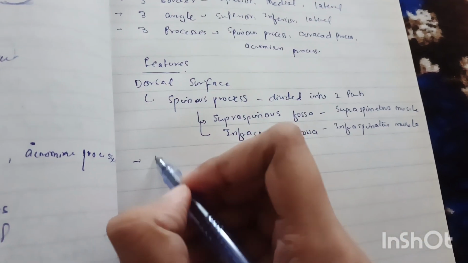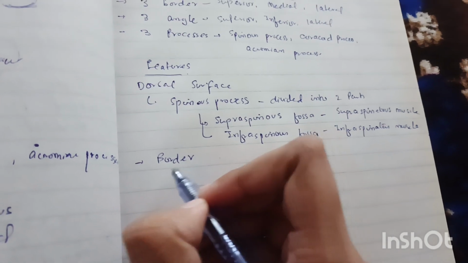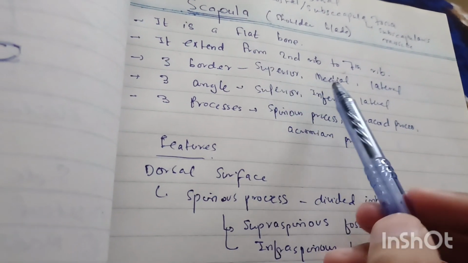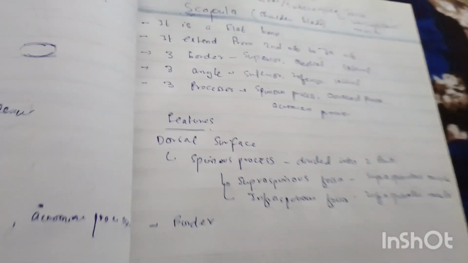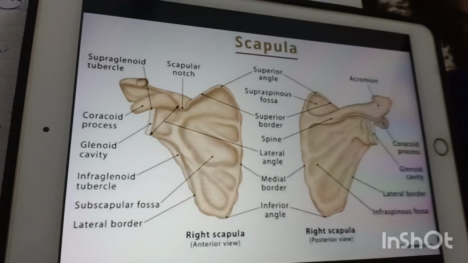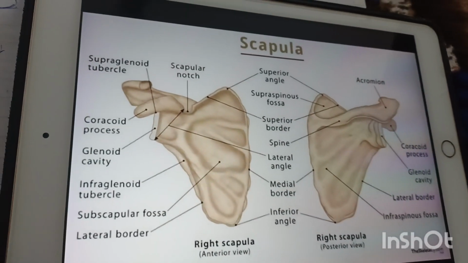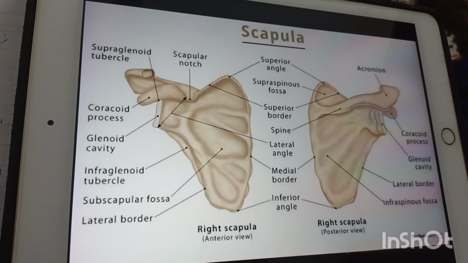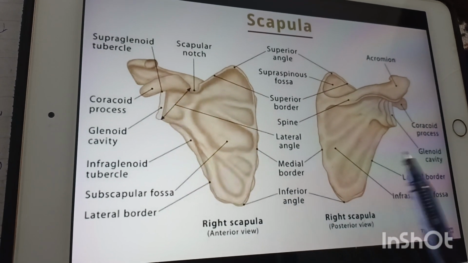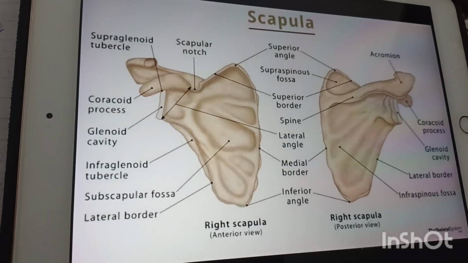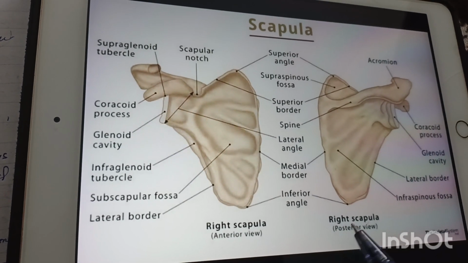Now let's come to the borders. As I told you, we have three borders: superior border, medial border, and lateral border. Let me explain it through a diagram. It is going to be very easy for you. So this is the diagram. First, let me explain the spine. Here, the spine is not shown that clearly, so let's come to the borders.